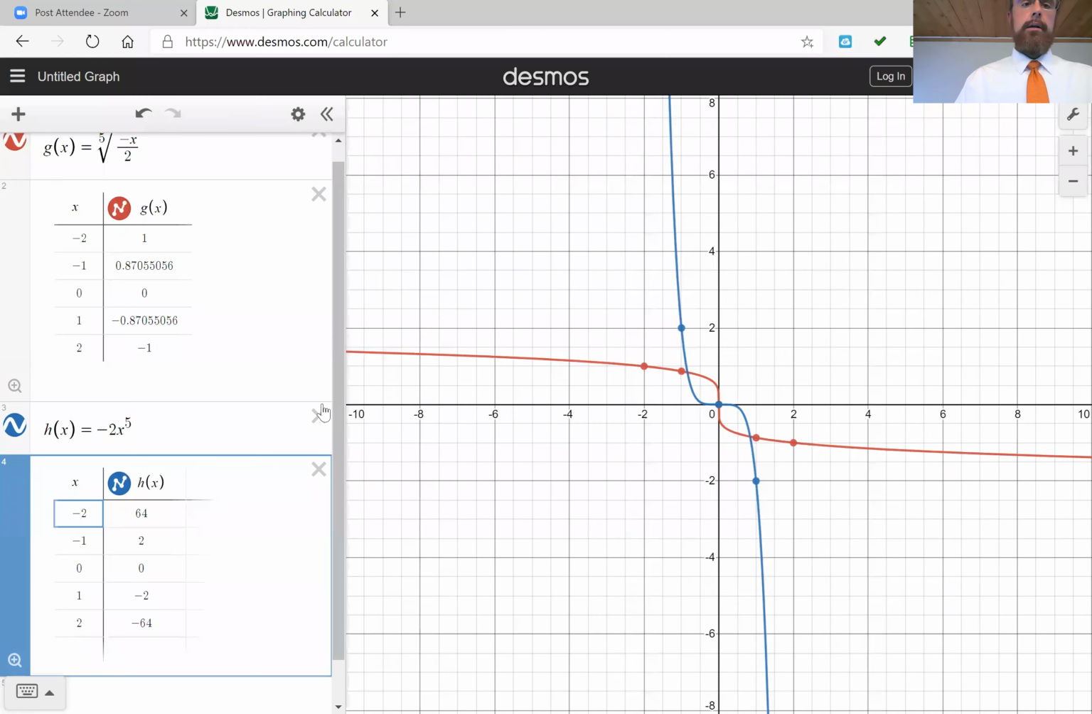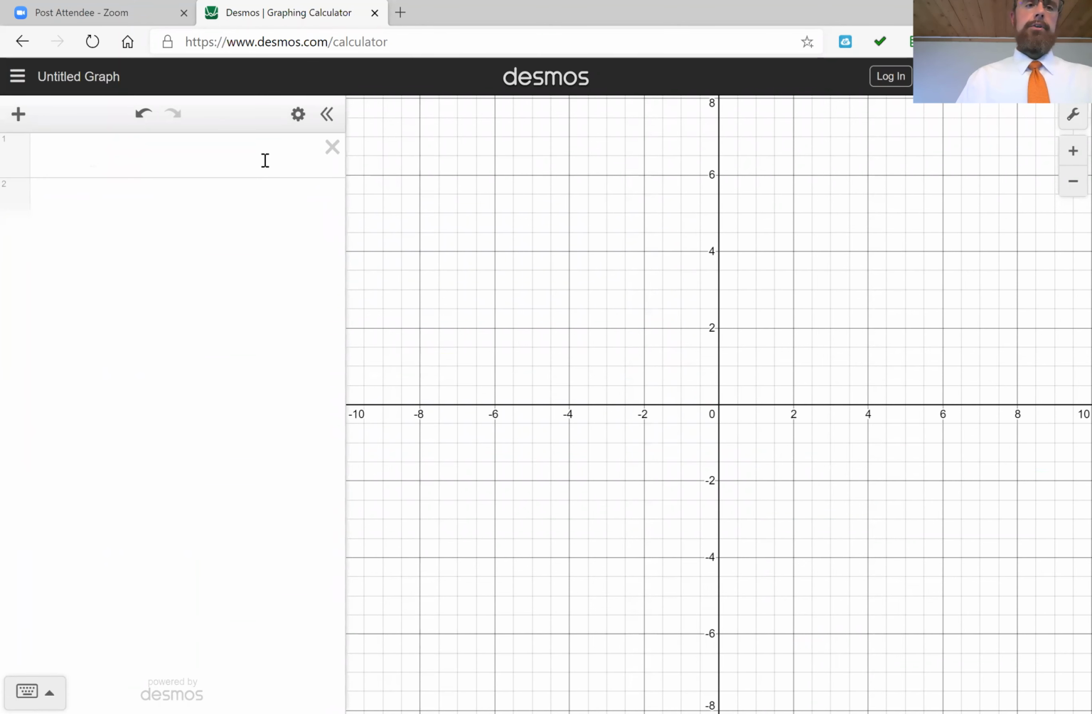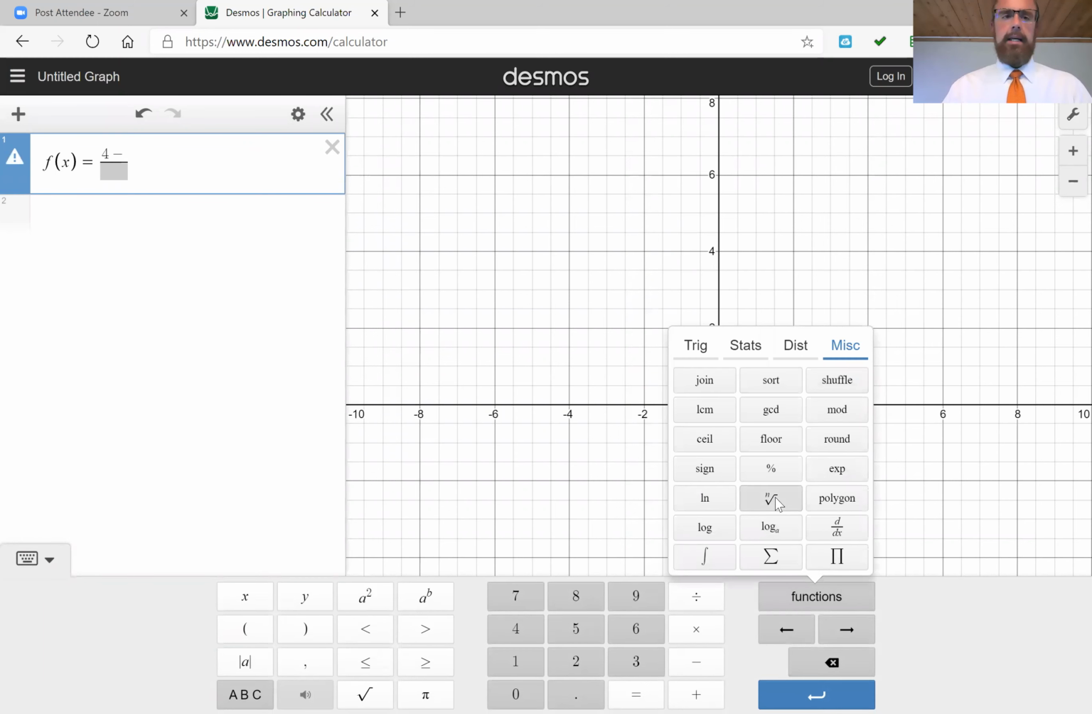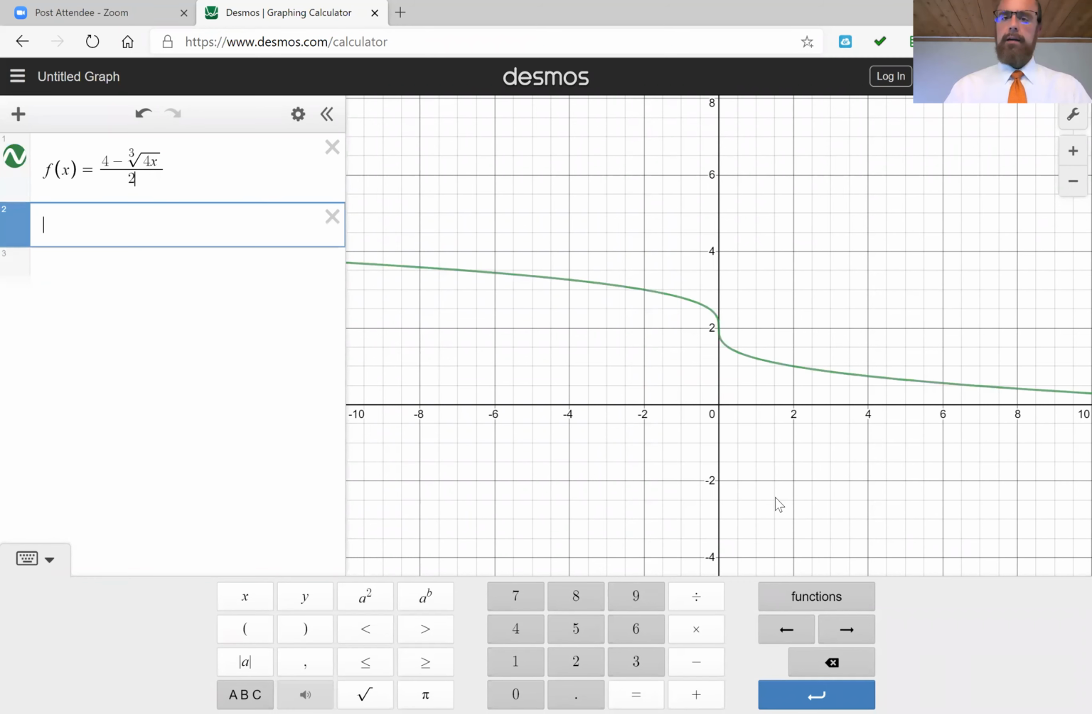Once we get there, we'll clear out our previous work and enter afresh. So here in entry line 1, let's put f of x, this is the original function's equation, equals the fraction 4 minus cube root. So again, I'm going to select that from the function tab, miscellaneous, the nth root, and I'm going to put the index 3. Under the cube root is 4x, and in the denominator is 2. So we'll graph that. So it's similar to our last radical function, but this one's been shifted up 2 from the origin.